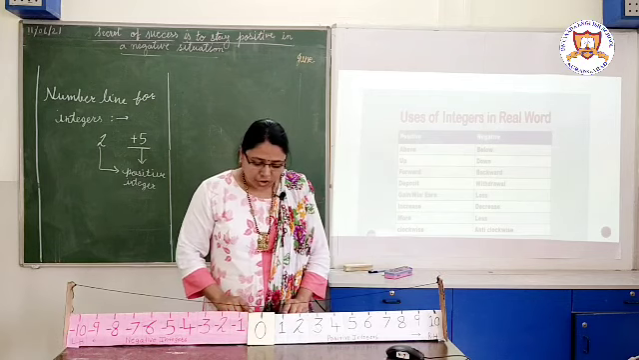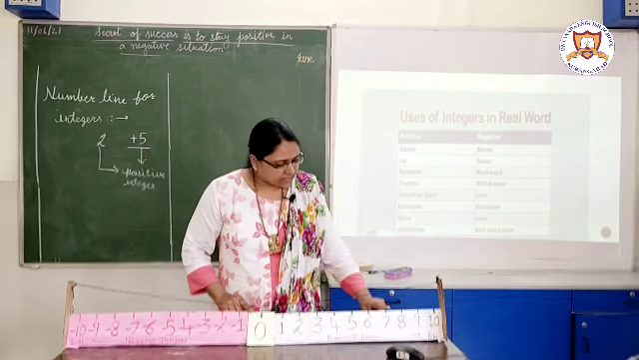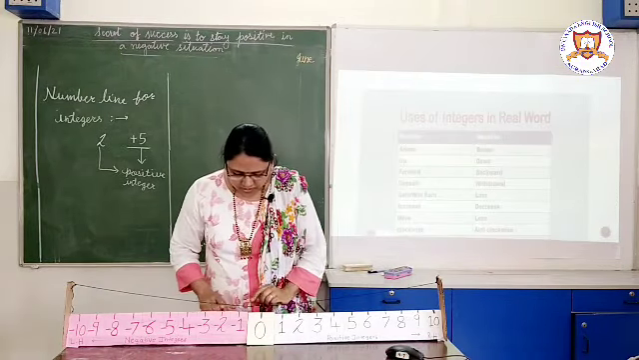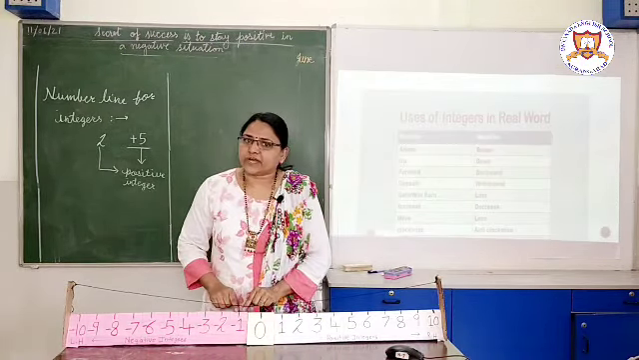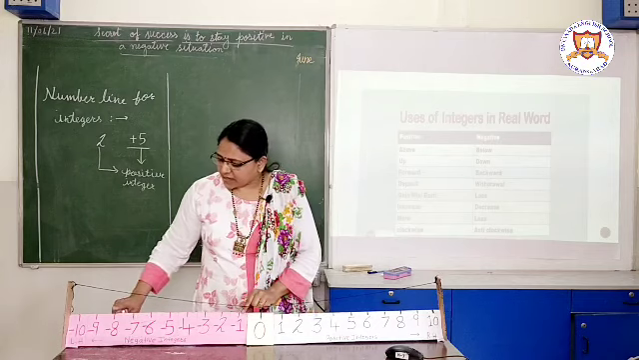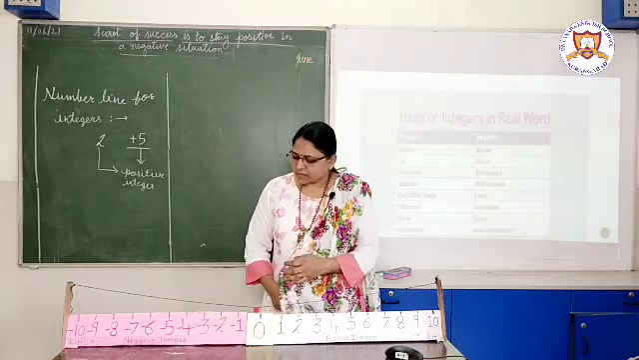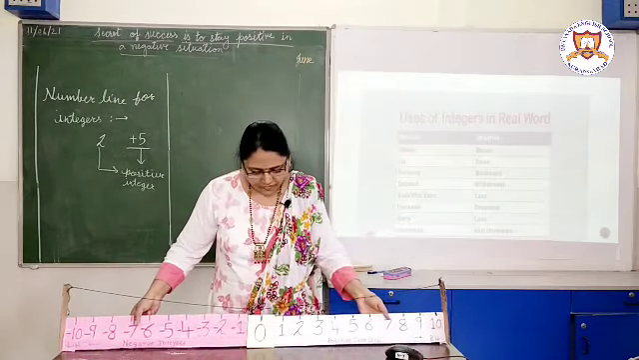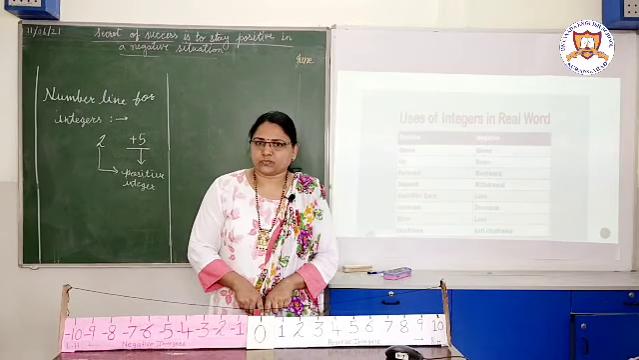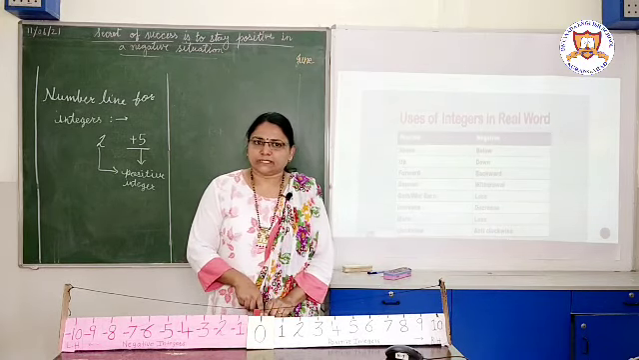See the order of these numbers: 1, 2, then 3, 4, 5, 6, 7, 8, 9, 10. It can go on infinitely. Here on the left, it starts with -1, -2, -3, -4, -5, -6, -7, -8, -9 and -10 and infinite. Now let us learn more about integers. Right hand side numbers are always greater than 0.